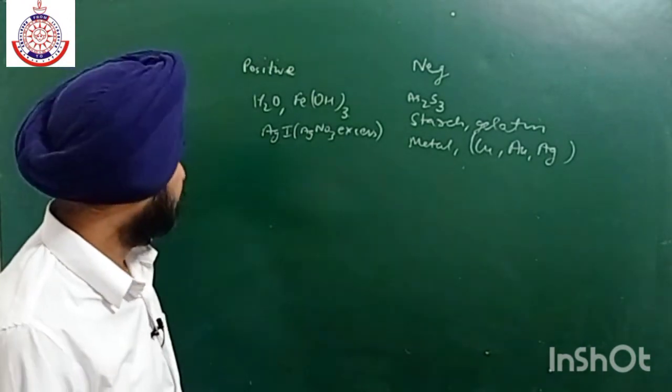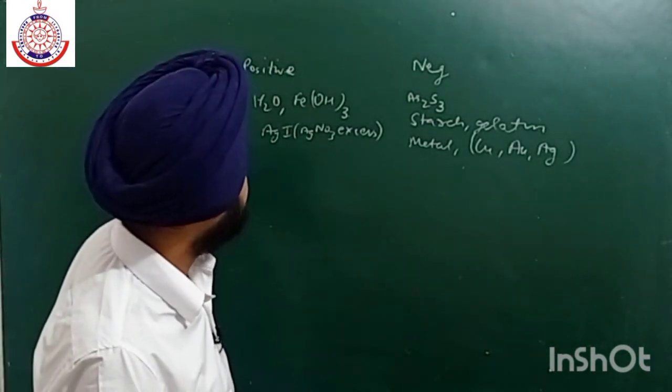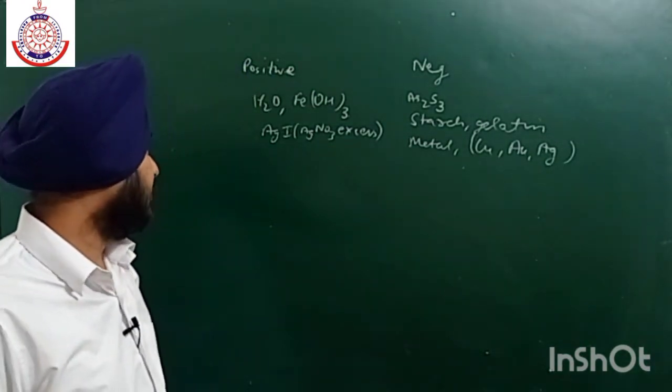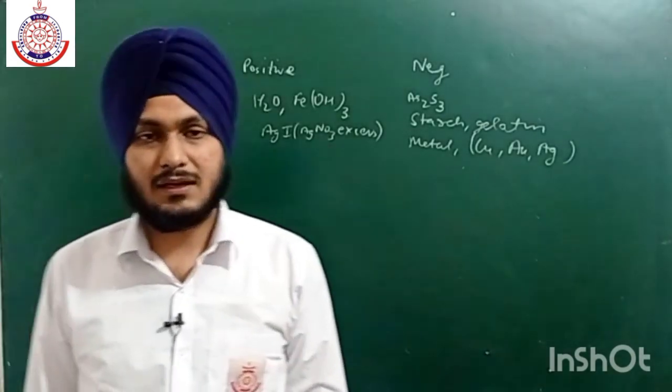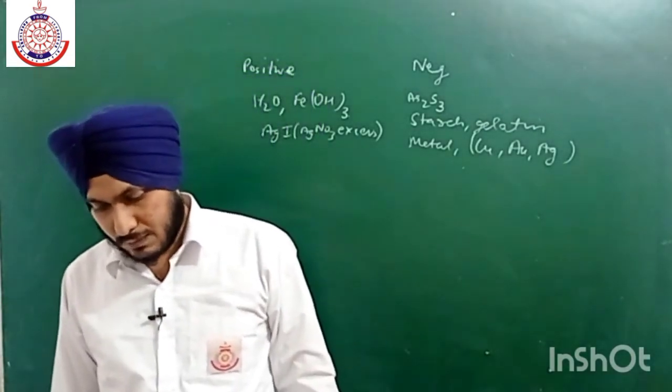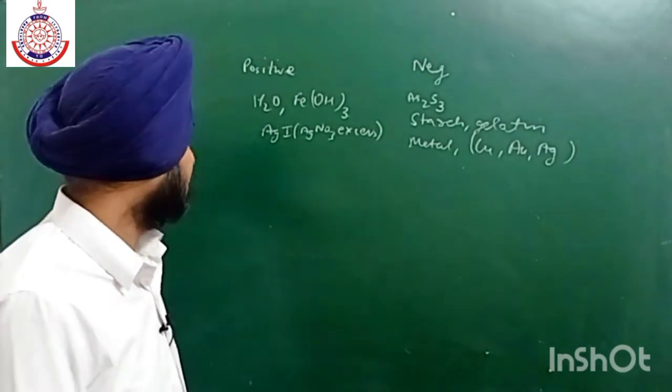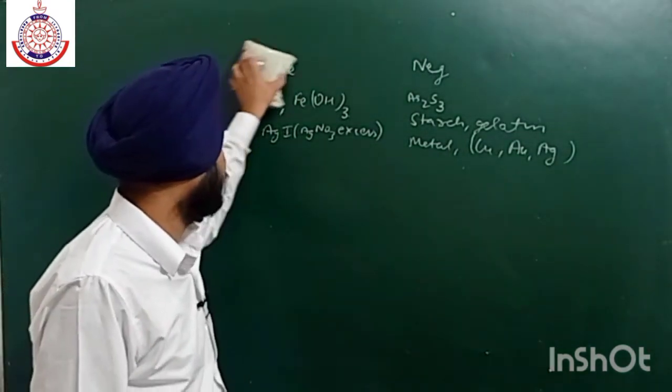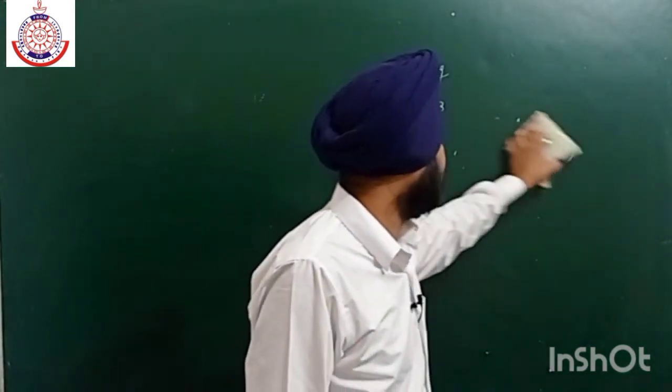As2S3, starch, metal are negative, while positive charge may have water. So these are some of the most important examples. Next we have electrophoresis.